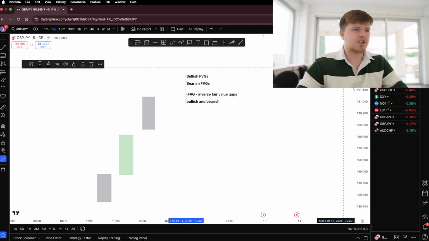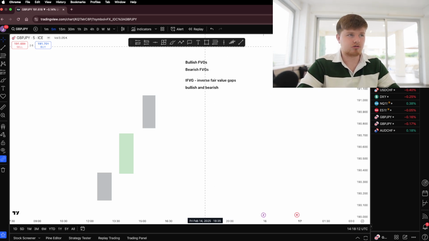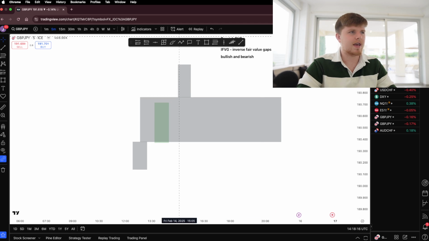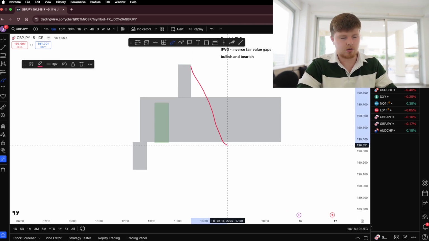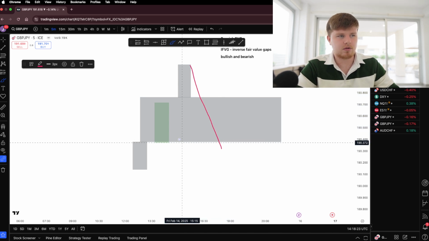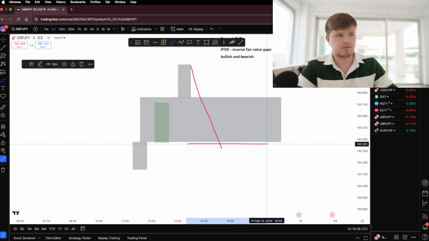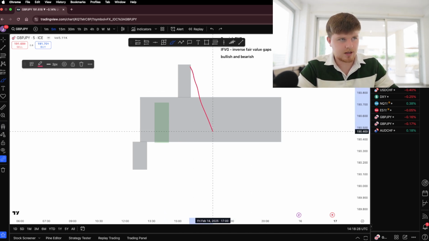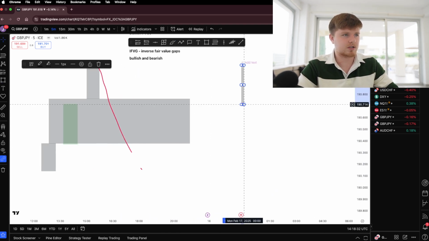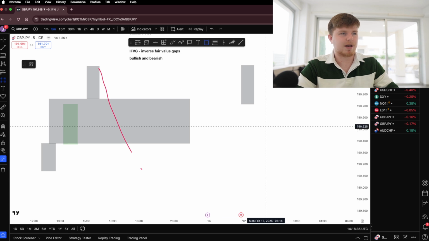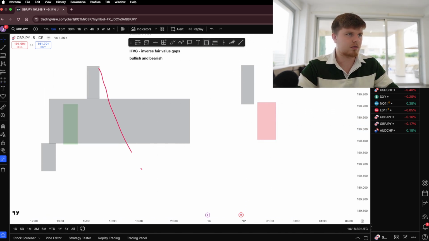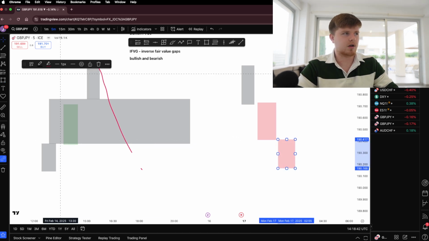So with an IFVG, that's when a fair value gap is disrespected. How does a disrespected fair value gap work? What does a disrespected fair value gap look like? A disrespected fair value gap is simply when a candle closes behind it. So if we have a bullish fair value gap here, all we need is a bearish candle to close below it, just like this. Okay, then it's disrespected, then it's an IFVG. And if we have a bearish fair value gap, okay, we just simply do this. If we have a bearish fair value gap and a candle closes above it, we need a bullish candle to close above it. Okay.